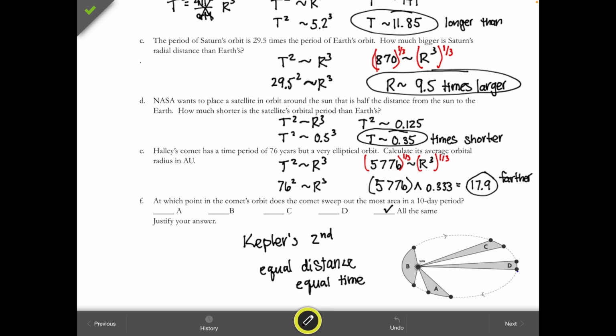If it helps, you can also picture it this way. Section D is far from the sun. This is like having a triangle that has a large height and a short base. So the area swept out by D is this much. When it gets closer to the sun, though, it has a large base and a short height, so that those two triangular areas are equal to each other.